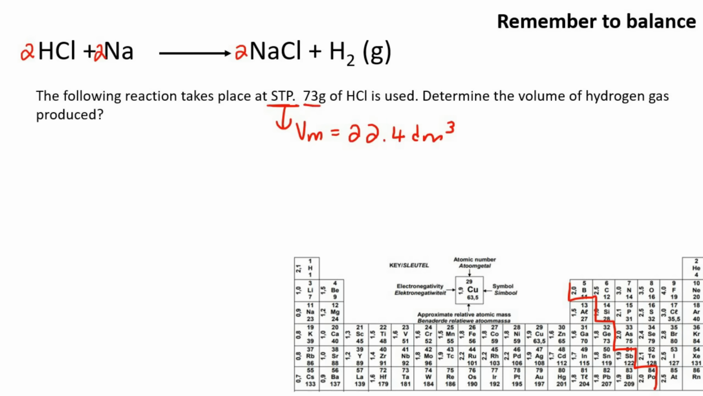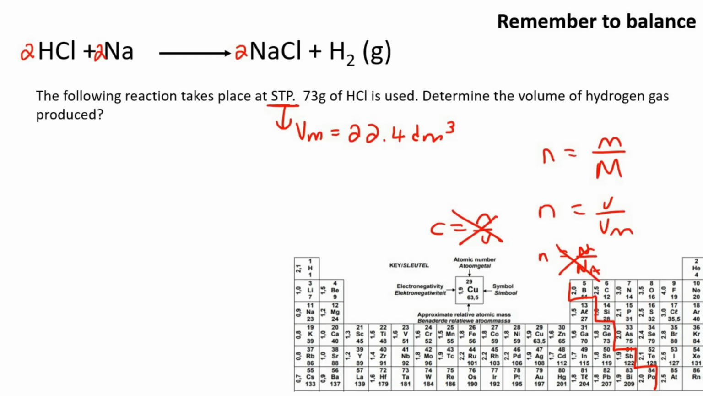So they tell us that 73 grams of HCl is used. Okay, now we've got these different formulas. This one, this one, and this one. Now this question doesn't talk about concentrations or number of particles. So we're going to start with the HCl. Okay, now they give us the mass. So we're going to use this one for HCl. So let's go calculate that first.